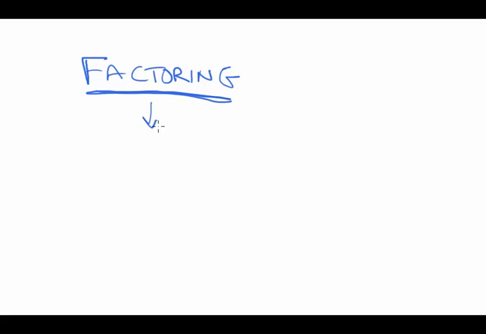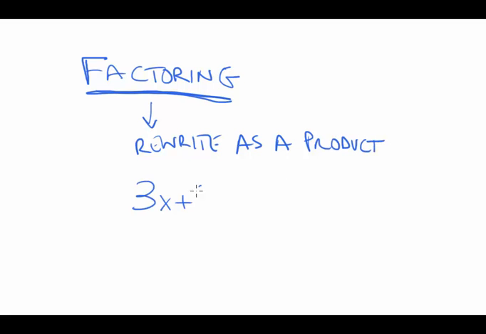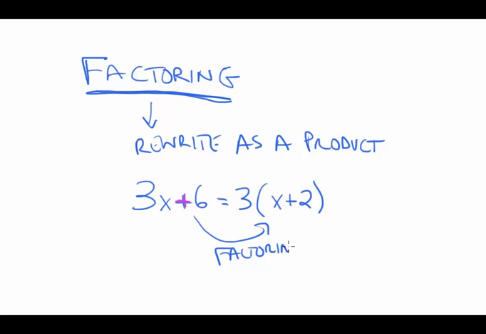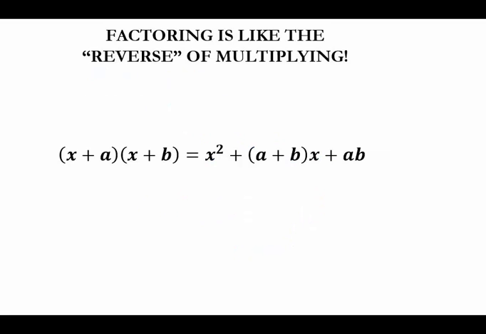It really means to rewrite as a product. For example, a simple one would be 3x plus 6. Right now, this thing is a sum, and I can actually rewrite this as a product of 3 times (x plus 2). And going from here to here, this is factoring. That's what it means to factor, because instead of a sum, I'm rewriting it as a product of two different expressions.